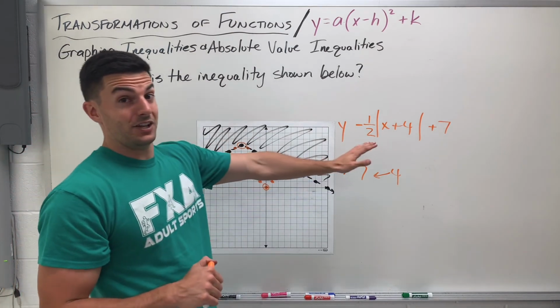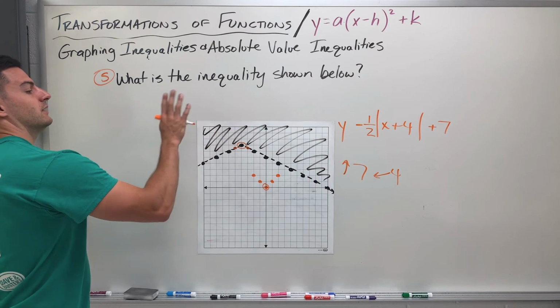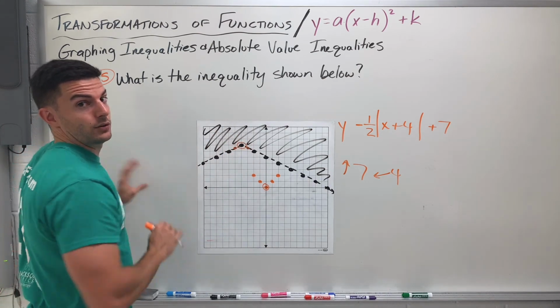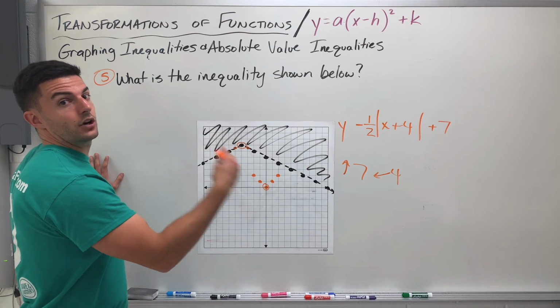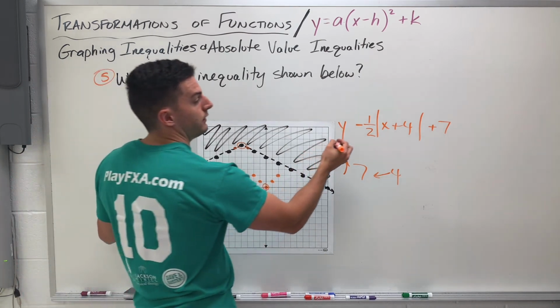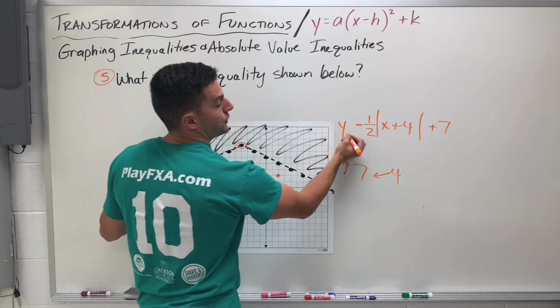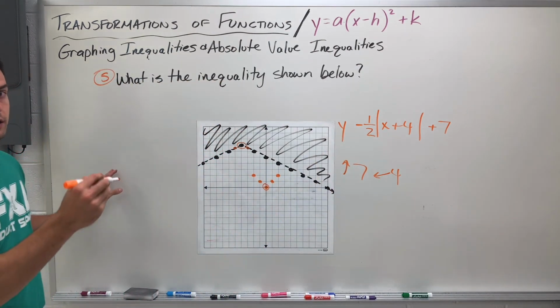Now we're not done. I know that's a lot of work. You might be like, wow, but we still have to deal with the inequality too. And that's just 2 extra questions and then we're done. Dotted or solid line? It is a dotted line, which means what? Well, that means there's not going to be an equal to under my inequality. It's just going to be greater than or less than.